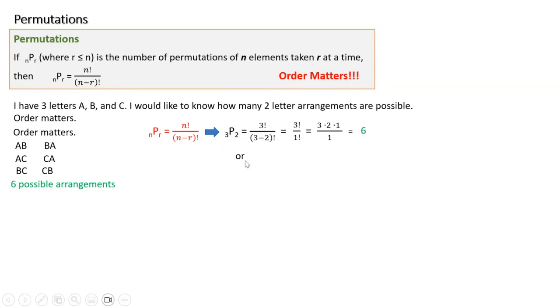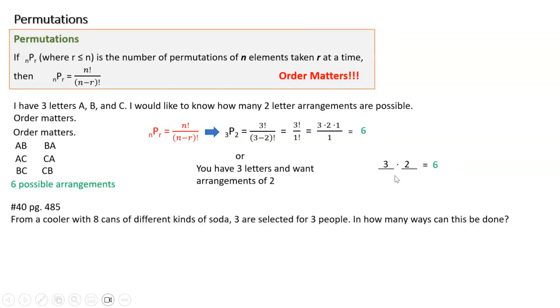Or you can do it like this. How many 2-letter arrangements? You're going to put 2 slots here. How many letters can go first? It's going to be 3, because it can be A, B, or C. And then if you choose 1, how many are left? It's going to be 2. So 3 times 2 is 6. You can do it that way too.